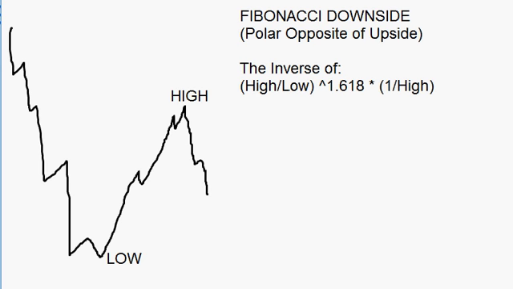Now what's going to happen when you do this calculation, you're going to get some sort of small low ball number, maybe something like this with most charts. And then when you inverse it, you take 1 from that number, so basically 1 divided by all of this works out to Fibonacci downside.